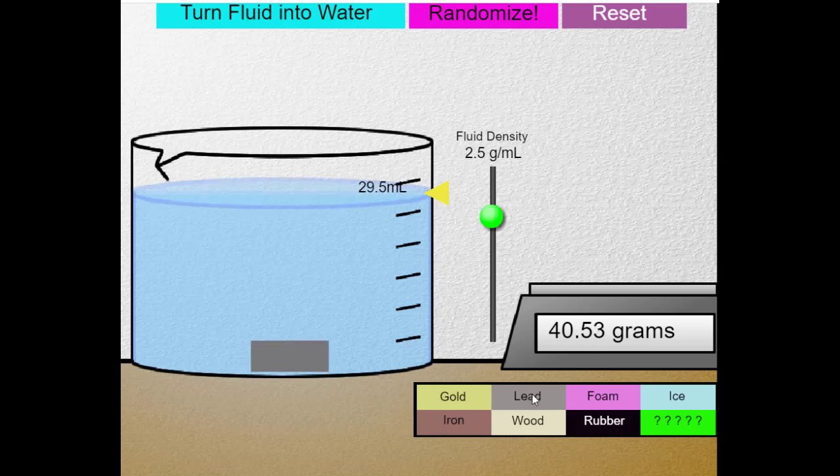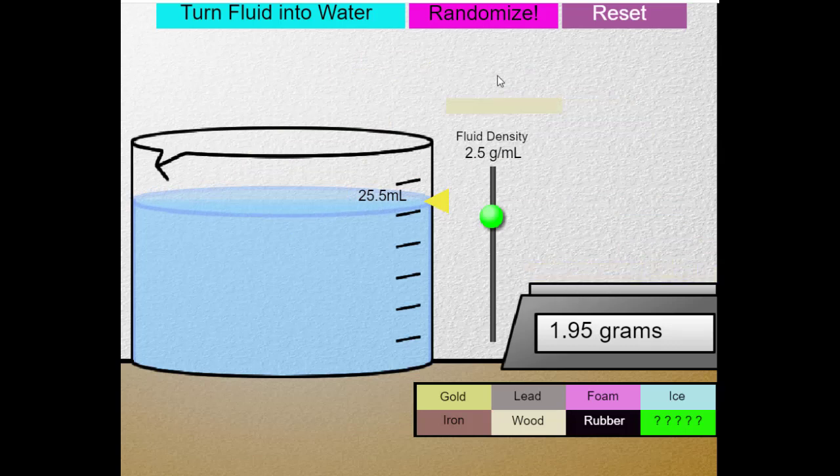You can do the same thing for the iron, the lead, the wood. And again, if something is sinking, that means that there are more particles in a given volume than something like wood that is going to float. So you could take and measure the mass of this, 1.95 grams, divided by the difference of 28.5, that would be 3 milliliters. So 1.95 divided by 3. Again, about 6.6, meaning it will float.